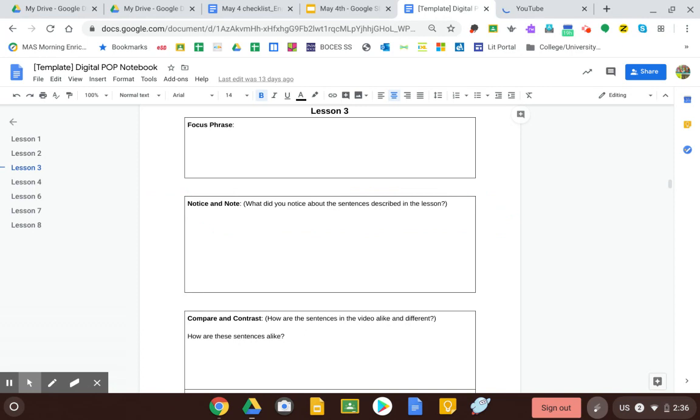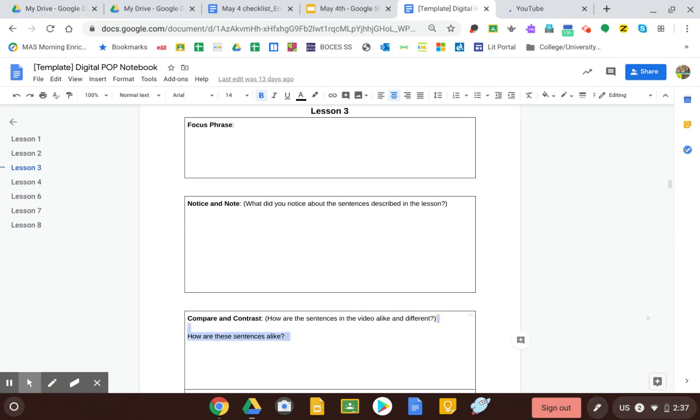The second box that you will fill in today is the notice and note box. And this is where you are noticing and then taking notes about the sentences that were described in the lesson. So you might want to have this open while you are watching this lesson, or you might choose to go back and review the lesson a second time. Either way is fine.